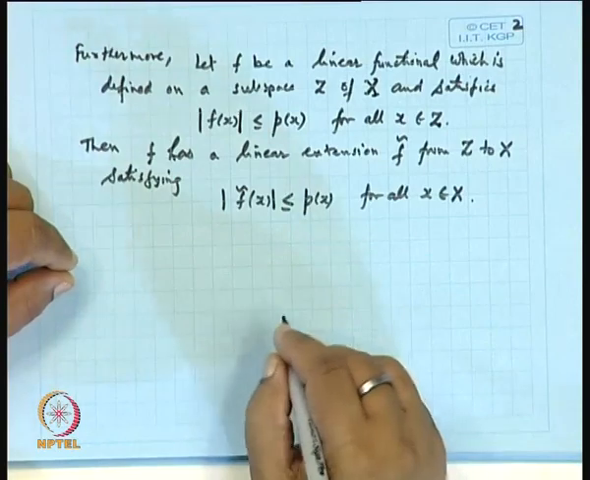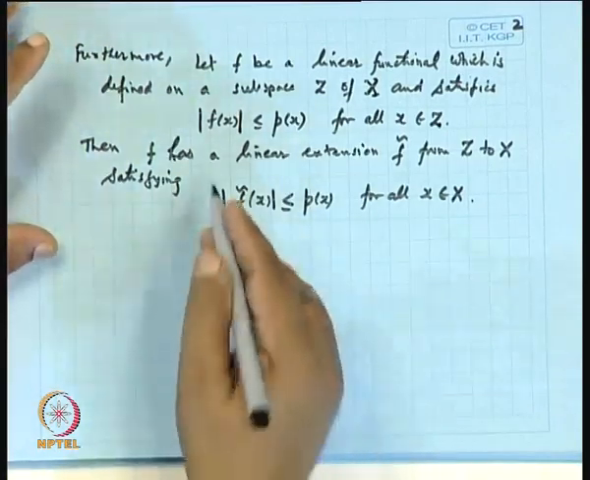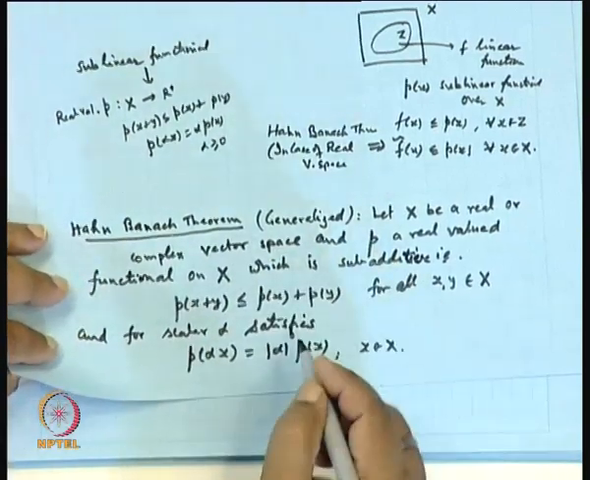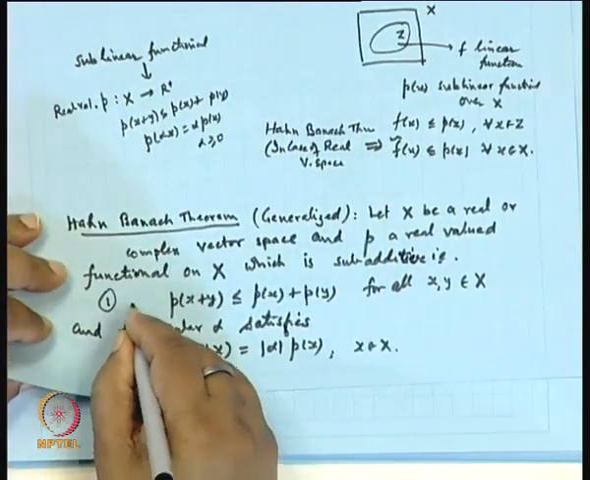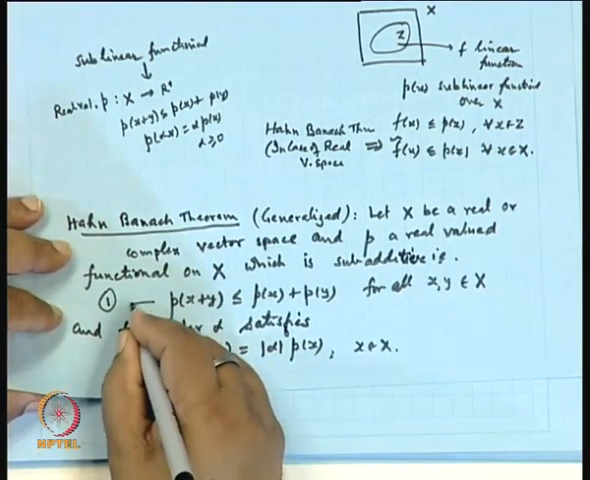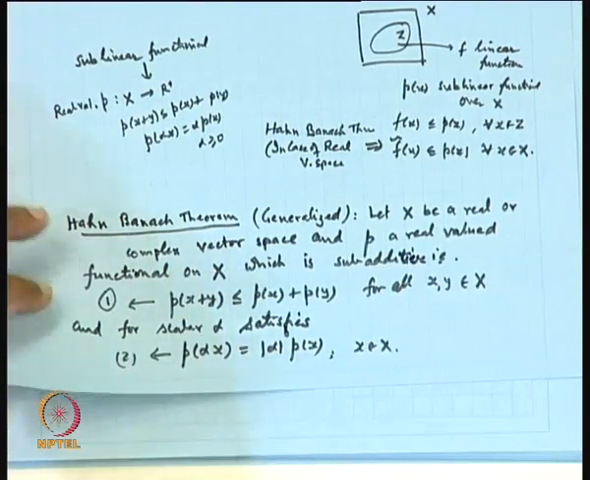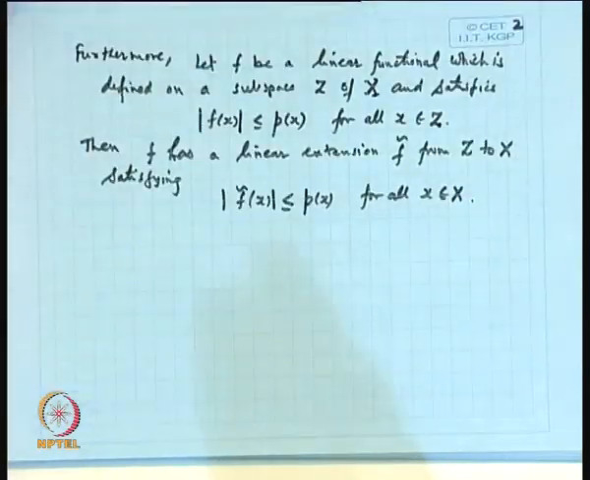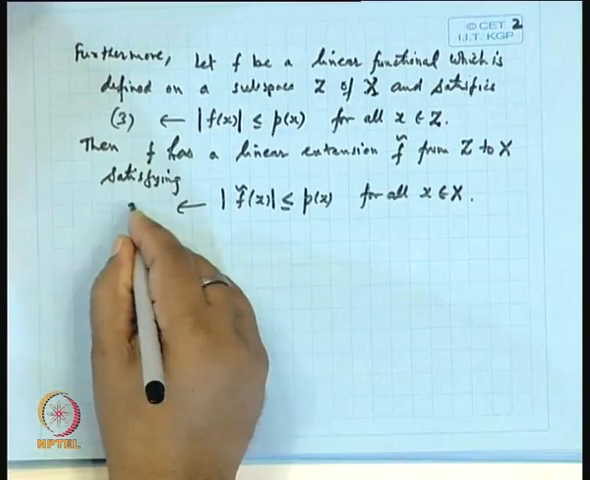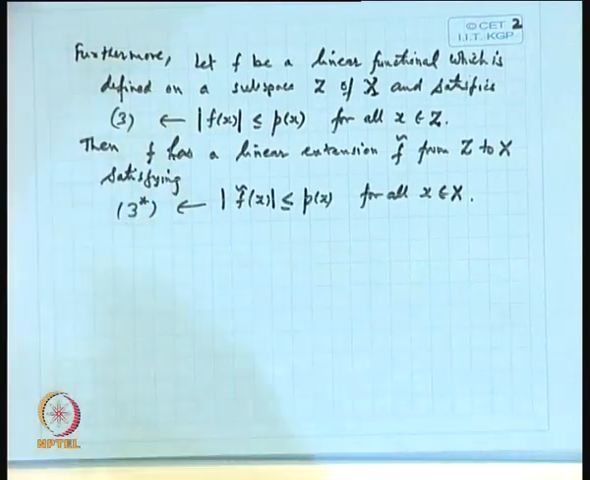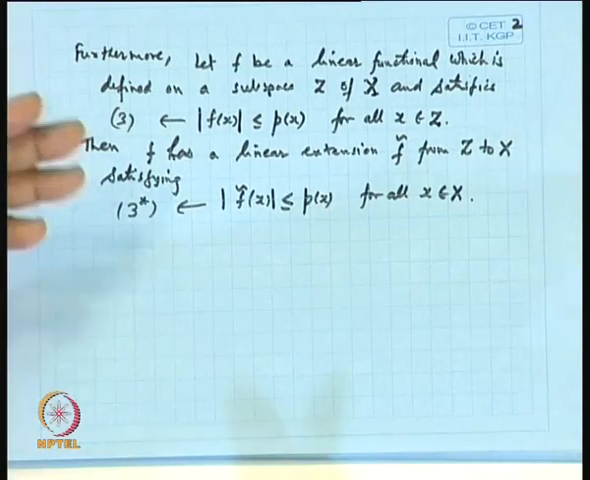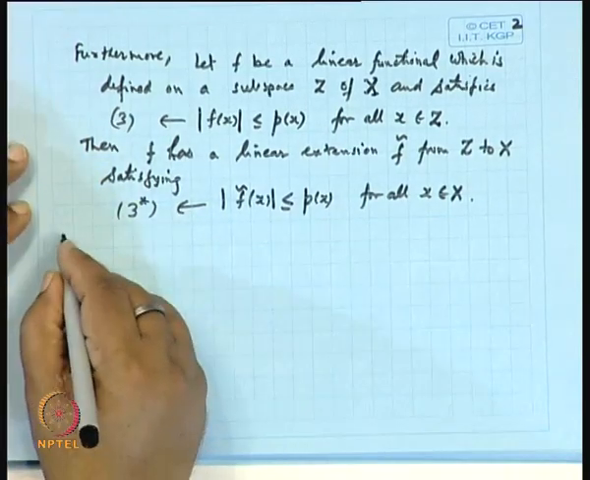For our purpose, let the equation p of x plus y be denoted by 1. When we do the proof we will mention the equations; let this be 2, this part be 3, and this condition be 3 star. Okay. So, the proof.